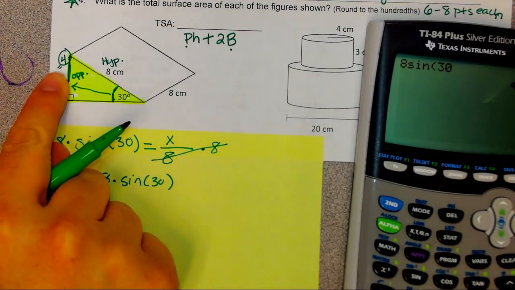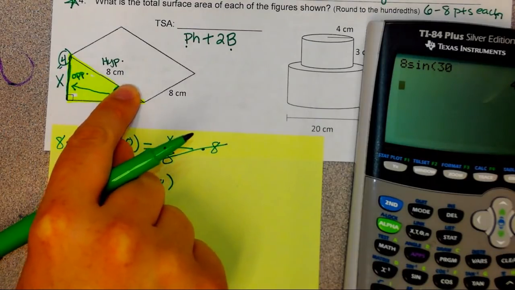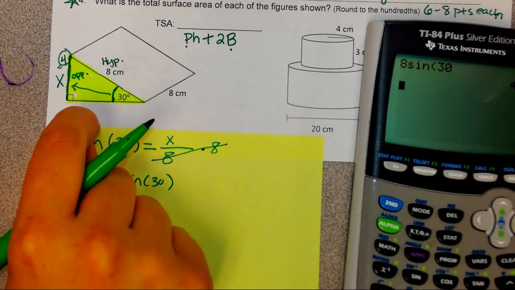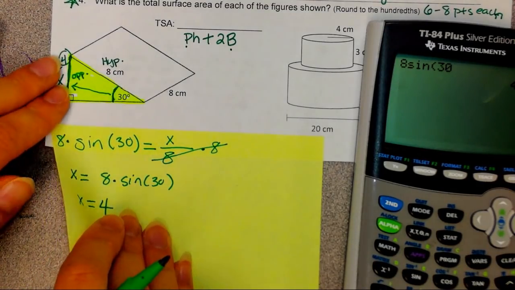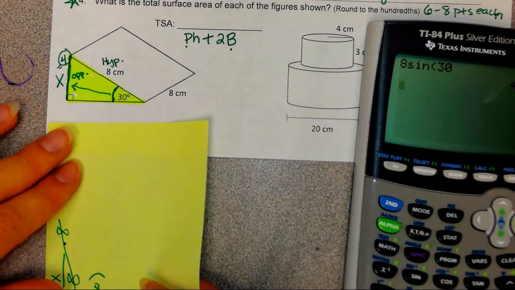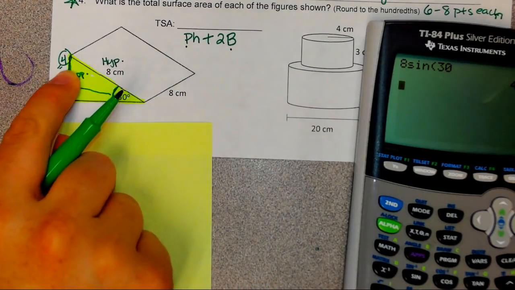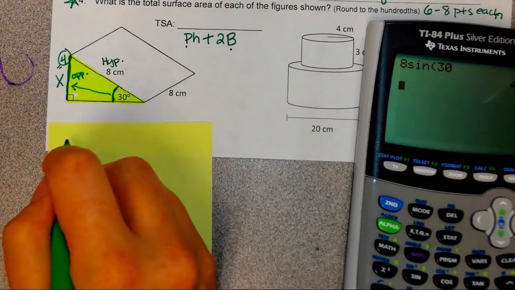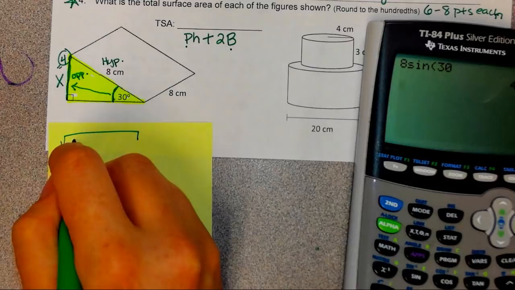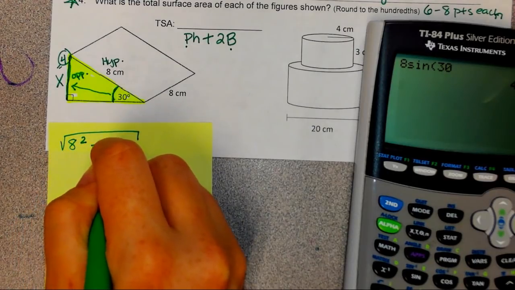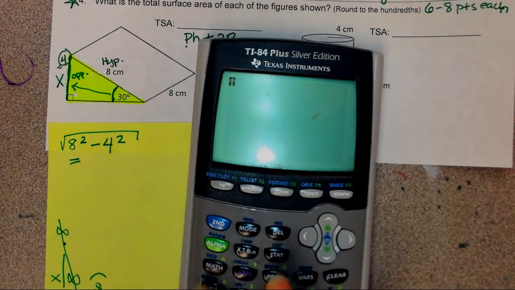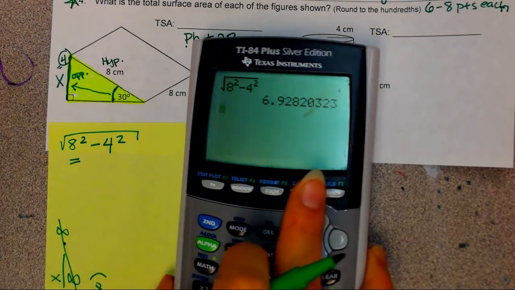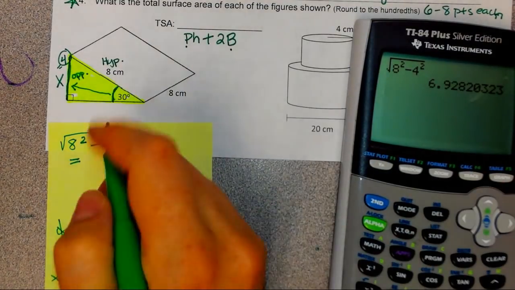Okay. All right. So once we've got that this is 4, you could use SOHCAHTOA again to get this side, or you can use Pythagorean theorem. So I'll show you the Pythagorean theorem. This is our hypotenuse, this is the leg, we're solving for another leg. So we would do the square root of 8 squared minus 4 squared. Okay. And that would be about 6.9.